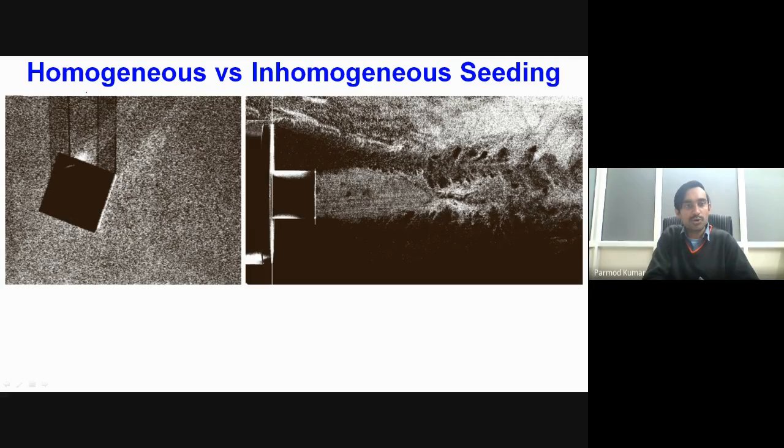I have highlighted over here two different situations. One situation corresponds to homogeneous seeding, and another corresponds to inhomogeneous seeding. In the first case you can see we have a square cylinder as a bluff body, and across this square cylinder we have flow of fluid. In this fluid flow we have seeded a large number of particles. This is a typical photograph of the flow field, and from it you can see that particles are almost homogeneously distributed inside the entire flow field.